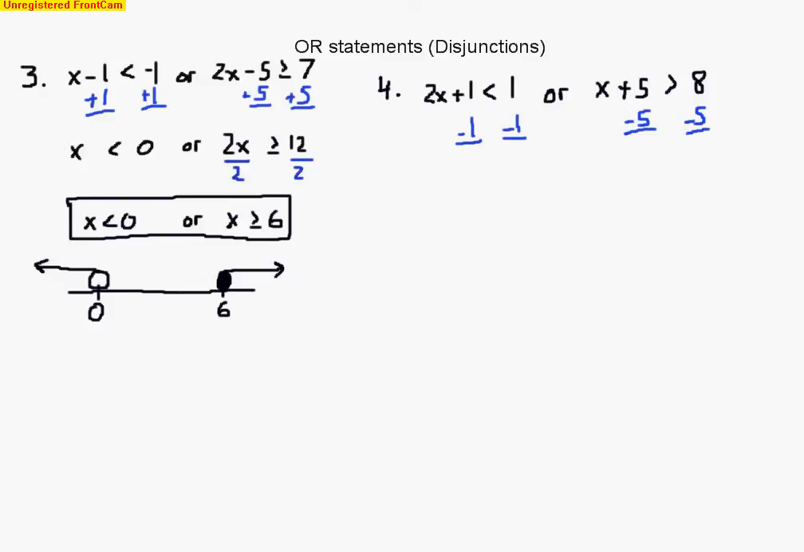So what I'm left with is 2x is less than 0, or x is greater than 3. Well, from this point, I need to isolate that x a little bit further by getting rid of that coefficient. The coefficient is 2 that's in front of this x, and I need to divide by 2 to get rid of that. So I'm going to do the same thing here.